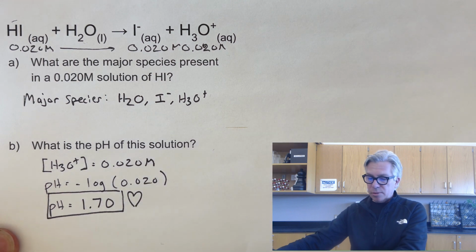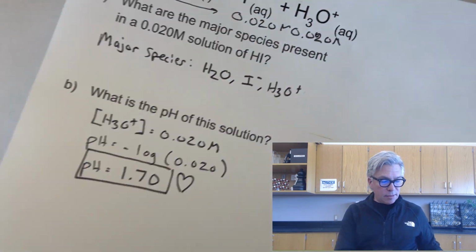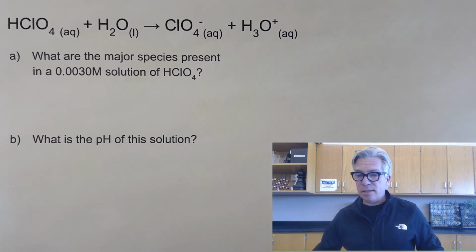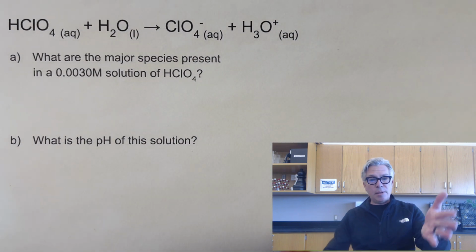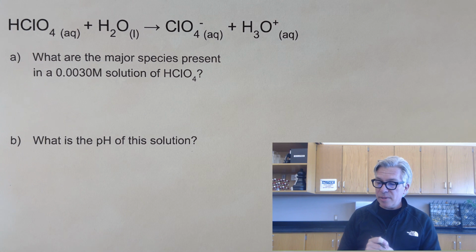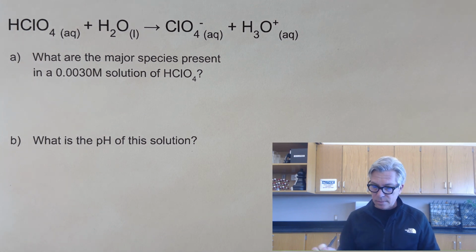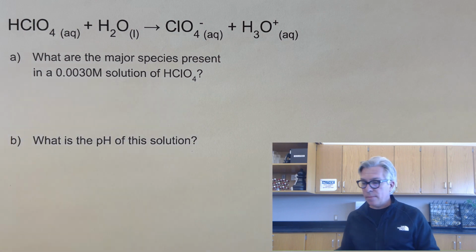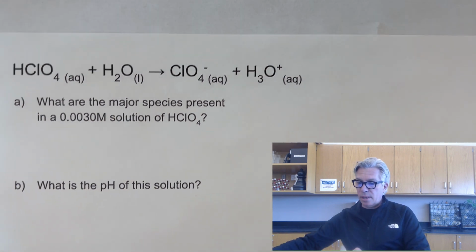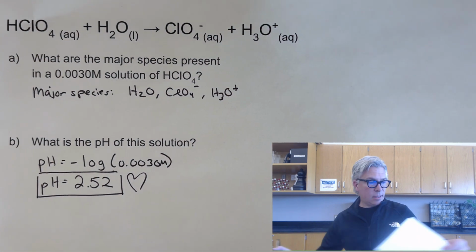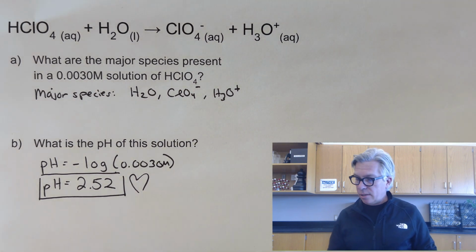Okay, that was pretty easy. Let's take a moment and do a pause the video moment with another one of the strong acids, perchloric acid. Take a moment, pause the video, see if you can name the major species and the pH of this solution. Okay, and if you were able to calculate a pH of 2.52, then congratulations.